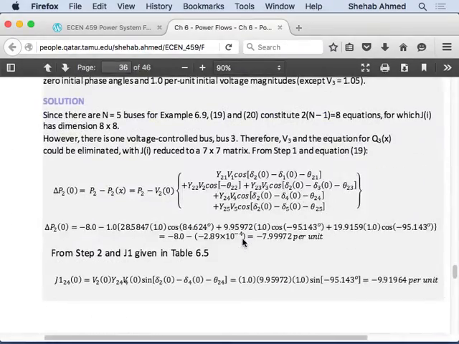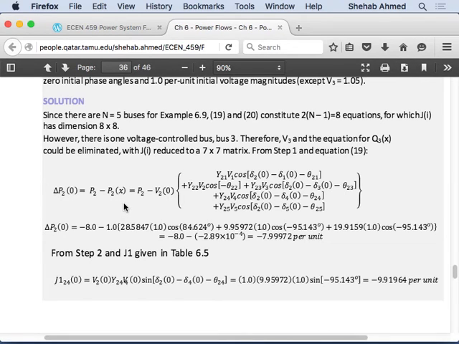This is a minus 8 because P2 is the specified power at bus 2. It's generation power minus load power. Generation was 0, load was 8, so it's minus 8. Minus your right-hand side, minus the summation, right? Minus the summation of the right-hand side. This summation is the P2 summation.